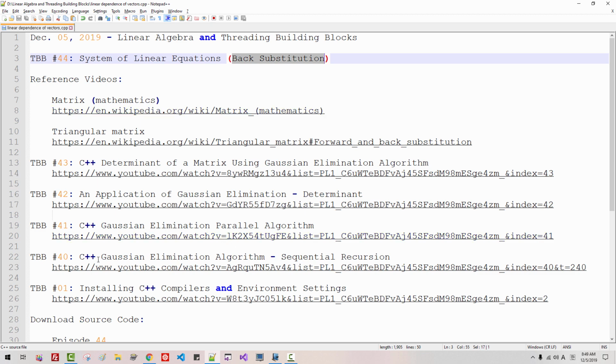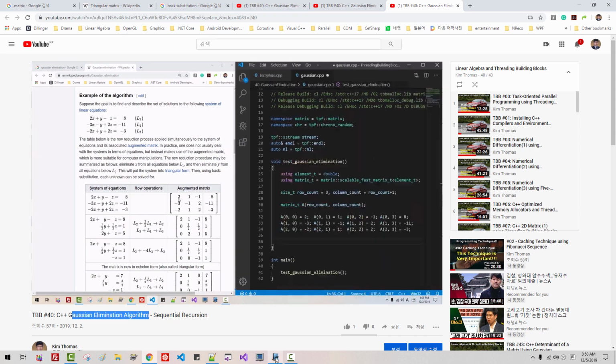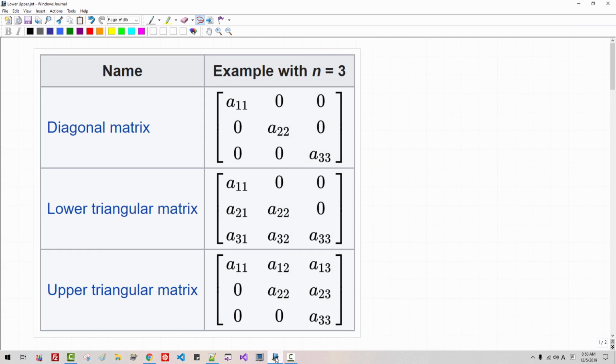In our previous episode, episode 40, Gaussian Elimination algorithm, Sequential Recursion, please double-click this link. In episode 40, we used the Gaussian Elimination algorithm to make an upper triangular matrix. By upper triangular matrix, I mean something like this.